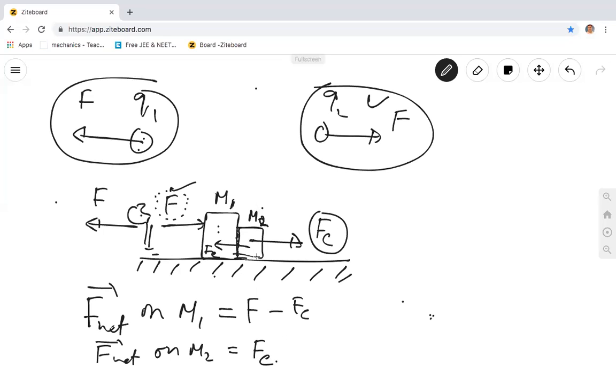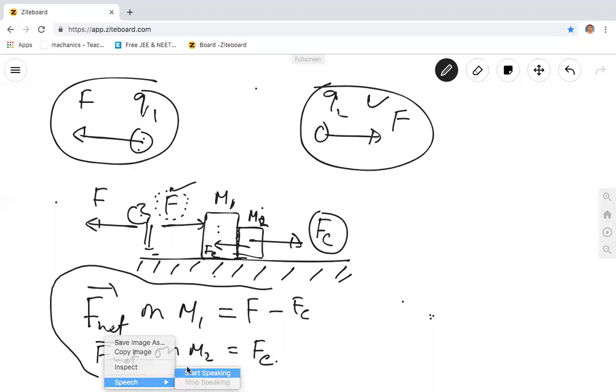Now see, in this there is only the force FC. If you talk about this F, that is acting on M1. If you talk about this FC, that is acting on M1. The only force acting on M2 is FC. Right, so you have to make this completely clear. If you want to do mechanics properly, then it is very important to do these things.